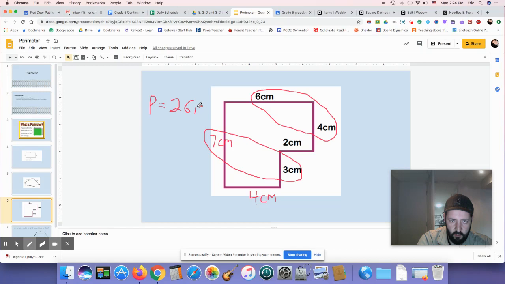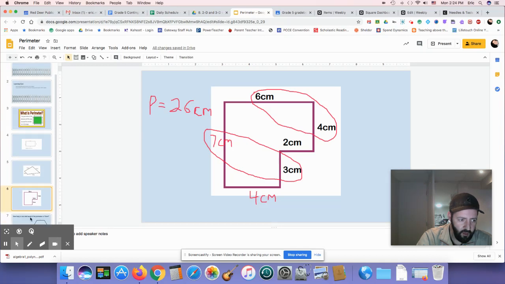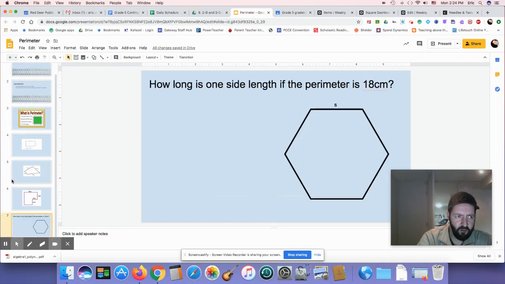Oops, it's going to be a kind of a squarish C because I made a little mistake there. 26 centimeters for a final answer. Okay, now if you're still finding that too easy, let's move on to the last example here. All right, so the last example looks a little different, and this is going to hit that second learning goal.